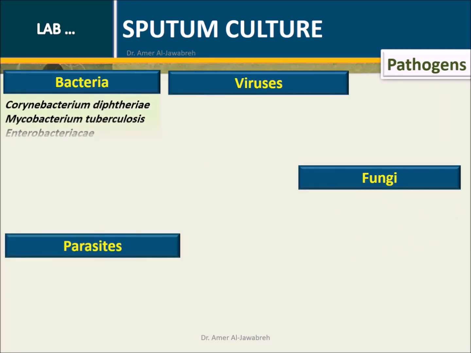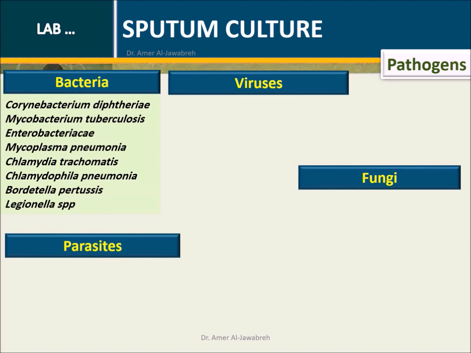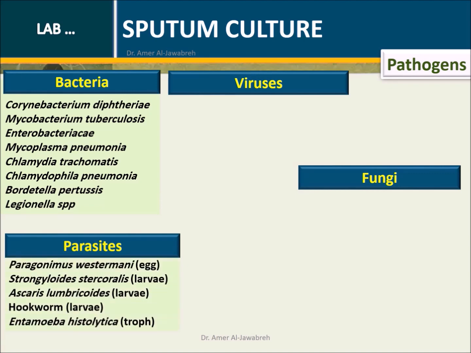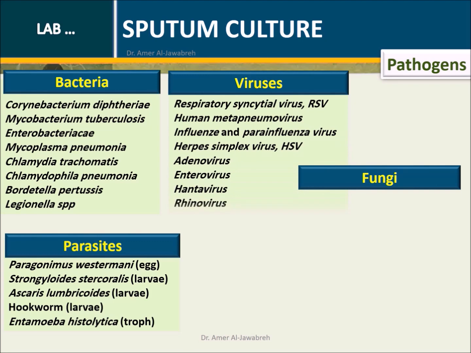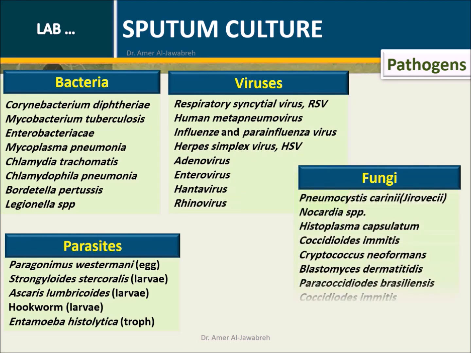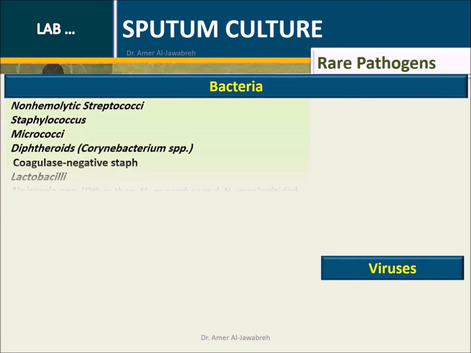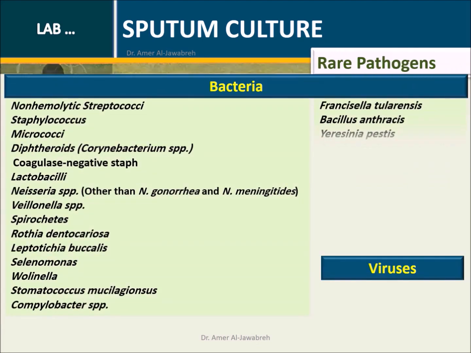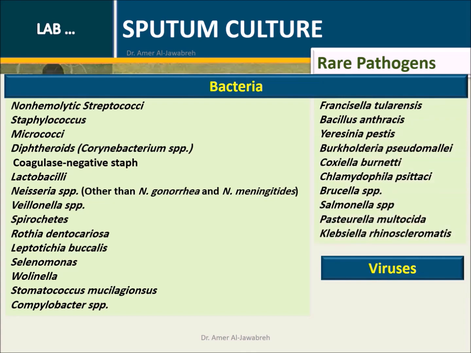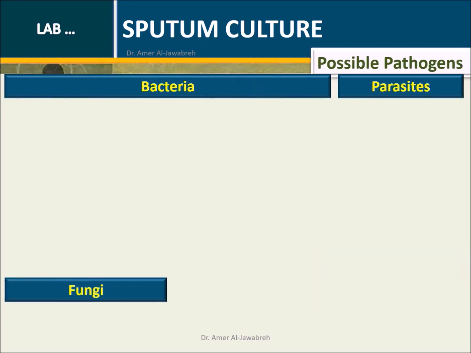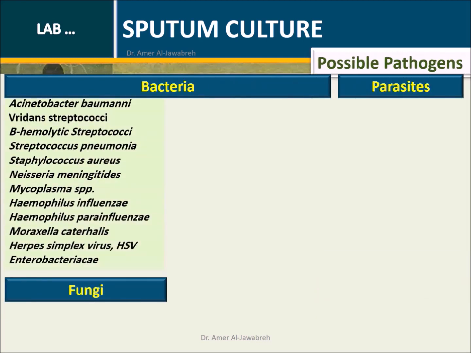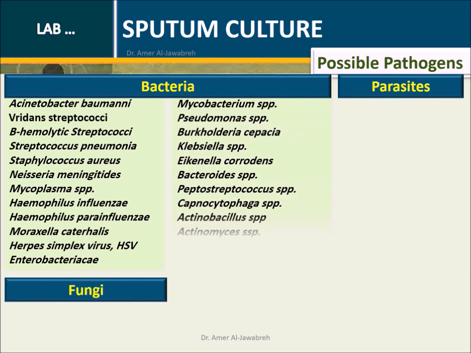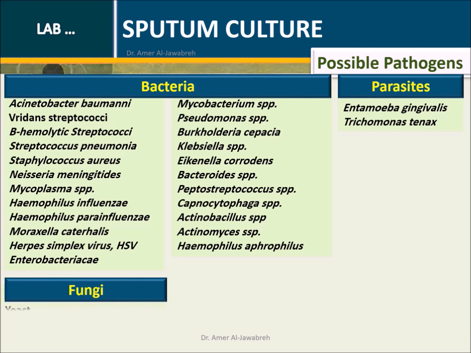Pathogens: bacteria, parasites, viruses, and fungi. Rare pathogens: bacteria, viruses. Possible pathogens: bacteria, parasites, and fungi.